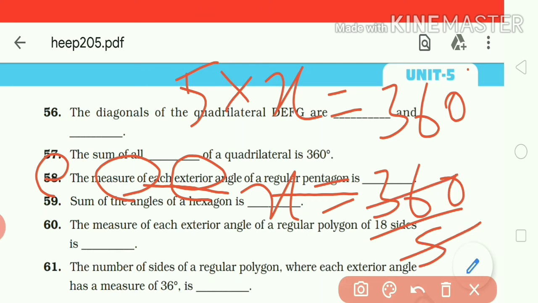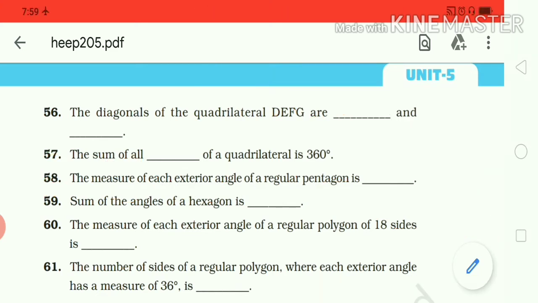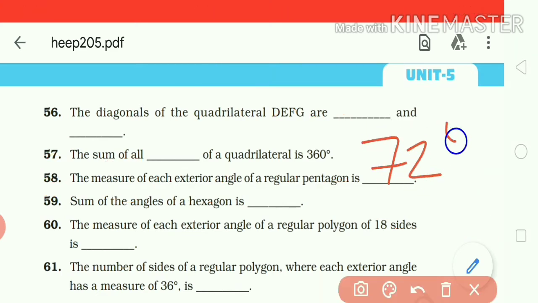You can cut it here. 5 sevens are 35 and 5 twos are 10. So this is 72 degree. So in the pentagon, the exterior angle of the regular pentagon is 72 degree.